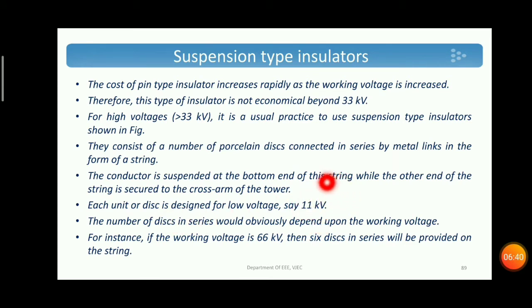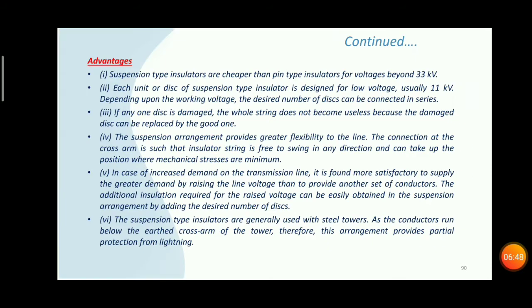And if we want to use it for 33 kV, 3 discs are used. Similarly, if it is 66 kV, 6 discs in series are provided in the string. The main advantages of suspension type insulators are, suspension type insulators are cheaper than pin insulators for voltages above 33 kV, for higher voltages. Each unit or disc in a suspension insulator is designed for low voltages.